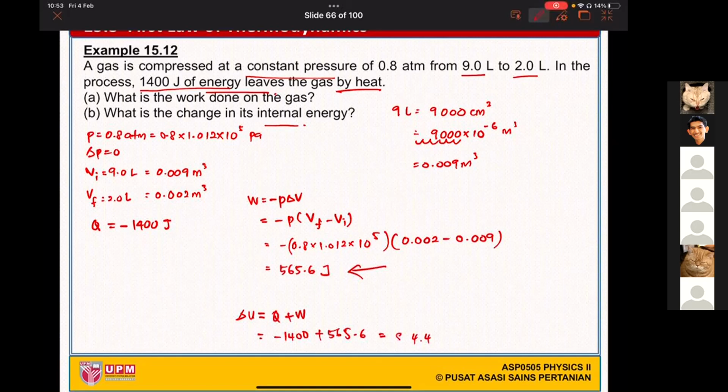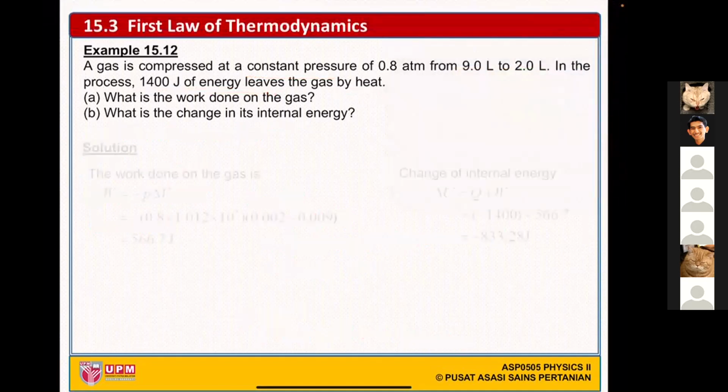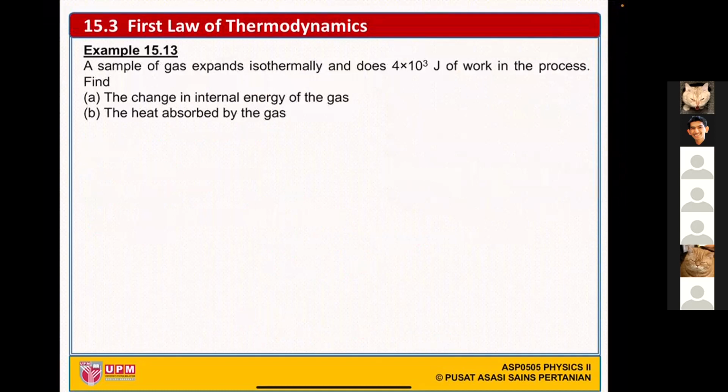834.4. 834.4 joule. Okay. 834.4 joule. So macam ni lah kiraan dia. Okay. Ini kiraan dia. Okay. Now kita masuk kepada soalan seterusnya.